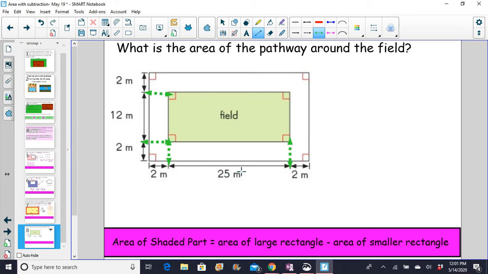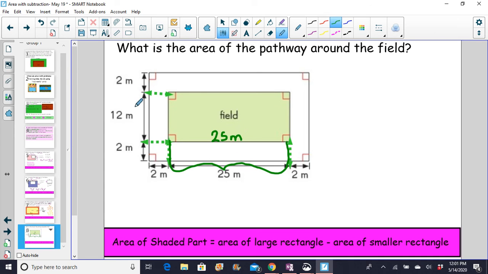Look at the 25 meters that's horizontally down below here. This 25 meters, this arrow here, matches up perfectly with my field. So the length of my field. So this 25 meters, that's the length of my field.